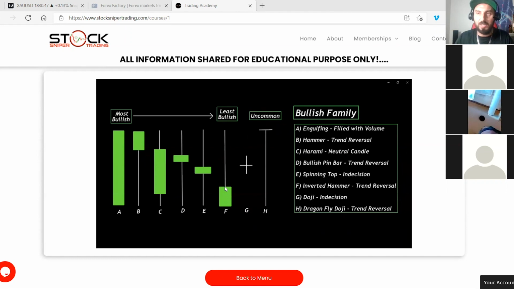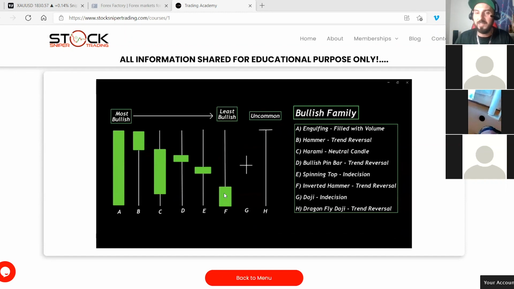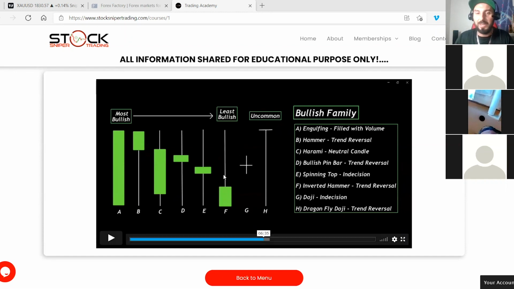So it tells you a lot in this candle. We had buyers and then sellers pushed it down, but it closed right here and there is still a little bit of buying volume left in that candle. So we still have to consider it bullish, but it's the least bullish compared to these ones over here.